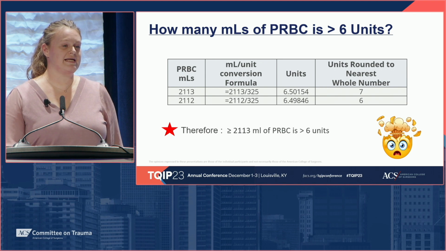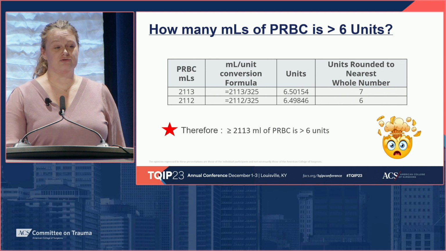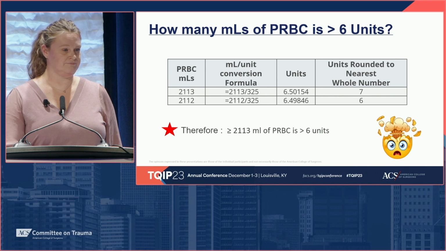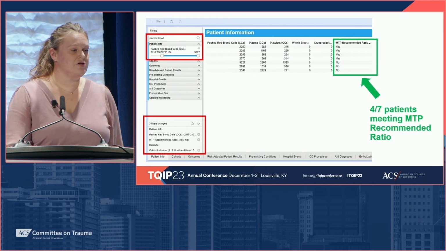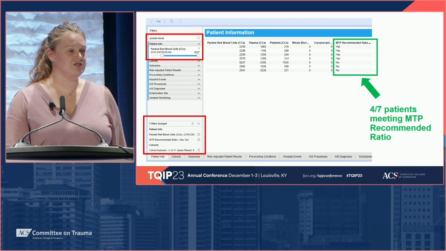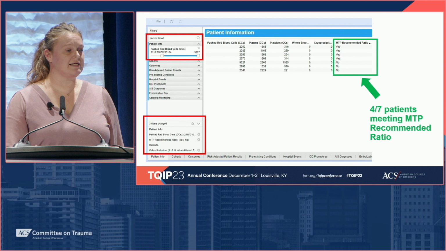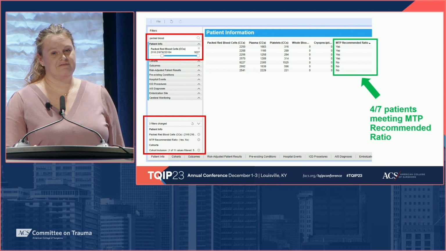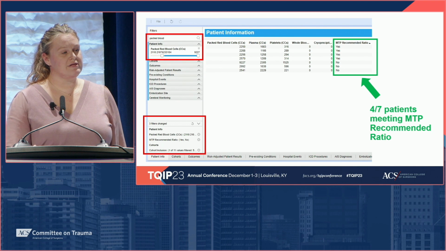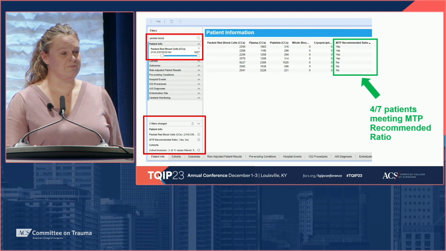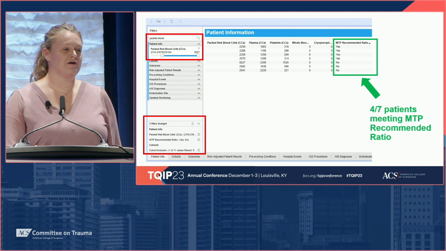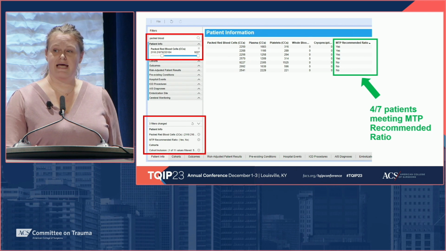Now, whole blood can be used in place of or in combination with PRBCs to meet this criteria as well. However, as my facility does not use whole blood, I only looked at PRBCs here for the conversions. So now that we know how many cc's are in the greater than 6 units, we're now able to circle back to the data download report and add a final filter for PRBCs greater than or equal to 2,113 mL. And voila, here are the 7 patients in the MTP metric. 4 meet the recommended ratio and 3 that do not.